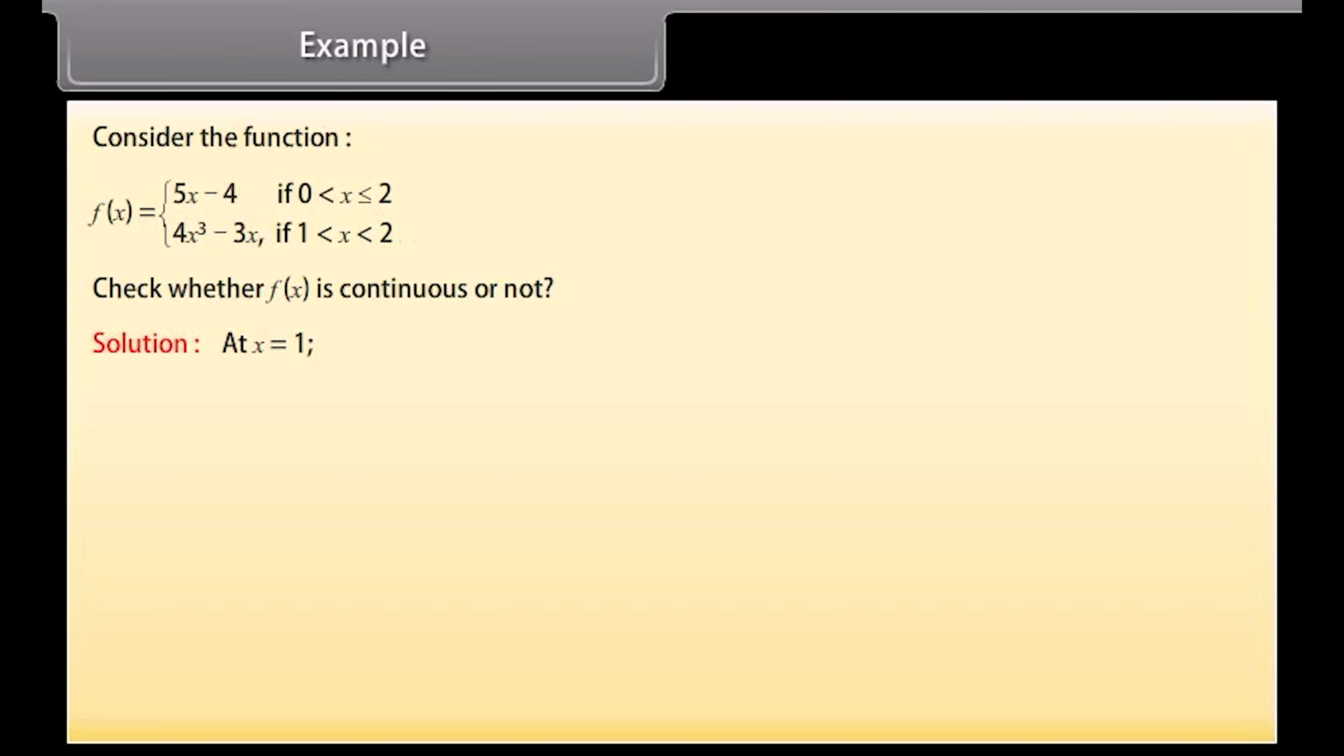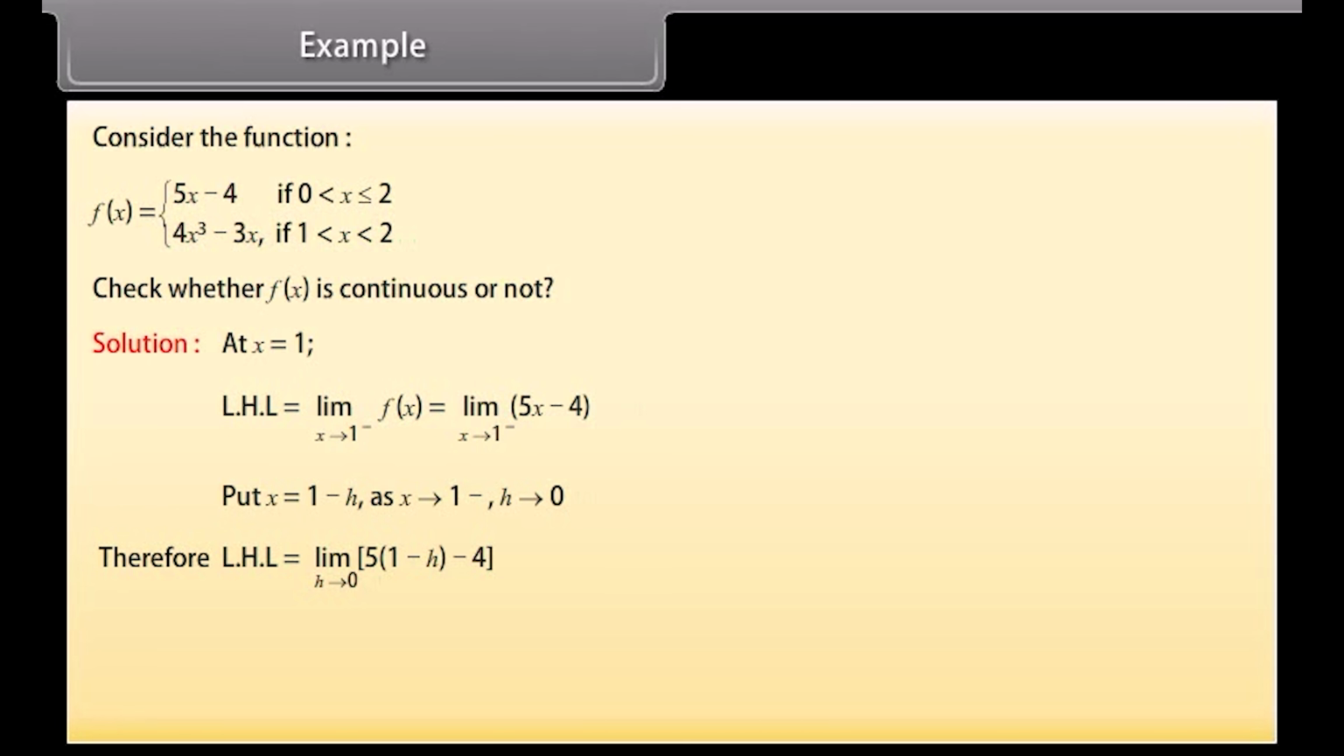Solution. At x = 1, left-hand limit is equal to limit x approaches 1 minus f of x, is equal to limit x approaches 1 minus 5x minus 4. Put x = 1 minus h. As x approaches 1 minus, h approaches 0. Therefore, left-hand limit is equal to limit h approaches 0, 5 into 1 minus h minus 4, is equal to 5 into 1 minus 0 minus 4, is equal to 1.